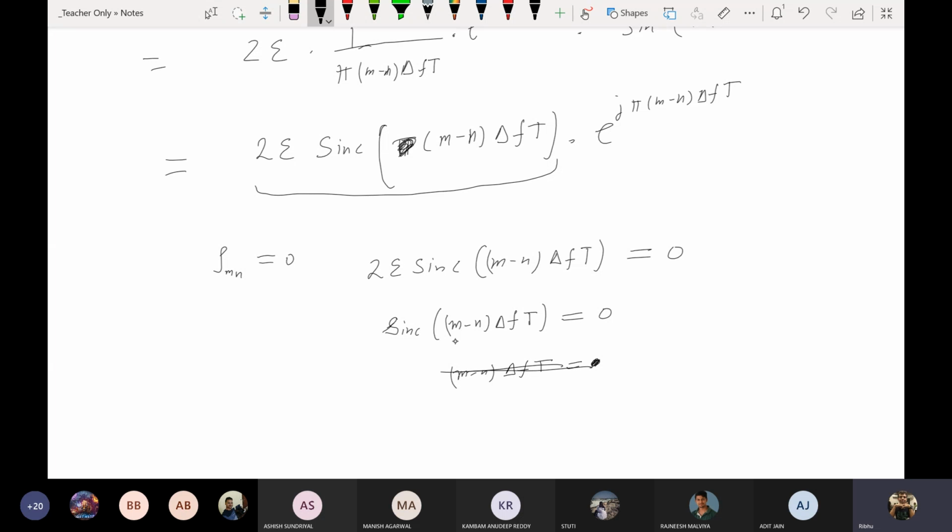So this sinc(delta f t) has a nice property that sinc(k delta f t) is equal to 1 for k equal to 0. And so when k is 0, this will be 1. This we know. And this is equal to 0 when k is an integer, or k is a non-zero integer, k contained in Z, k not equal to 0.